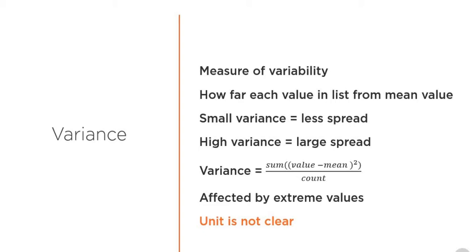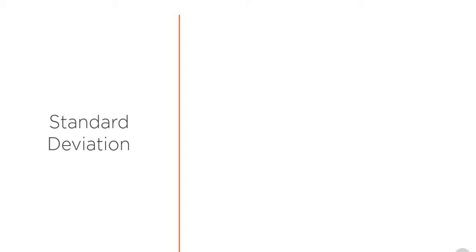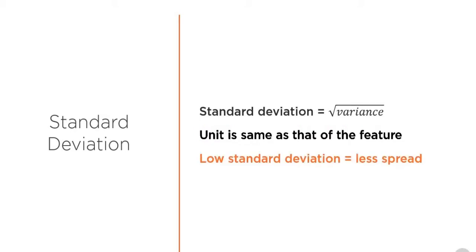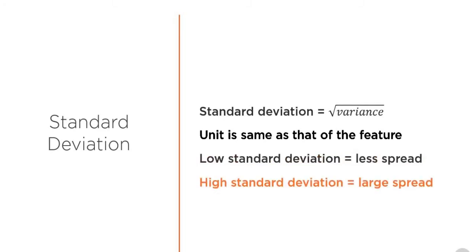So in order to solve this issue, we take help of another dispersion measure, that is standard deviation. In fact, standard deviation is nothing but the square root value of variance. So by taking the square root, the unit of standard deviation becomes the same as the unit of the feature. Other than the unit of the standard deviation, rest of the concepts are very similar to that of variance. Means, low standard deviation is a signal of less spread in the data, and high standard deviation is a signal of large spread in the data.